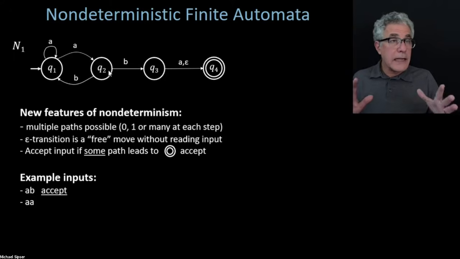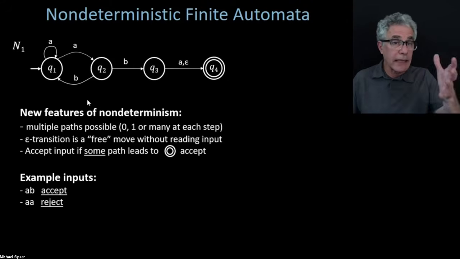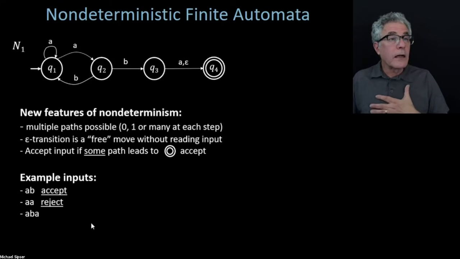Neither of those are accept states. So therefore, on input AA, the machine rejects. Okay? Let's just do a couple more, and then I'll ask you to do one. So we have ABA as an input. Let's see what happens then.